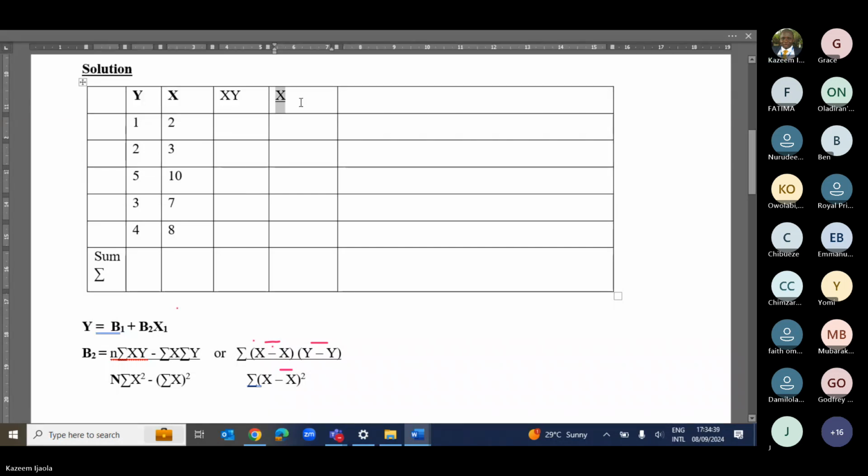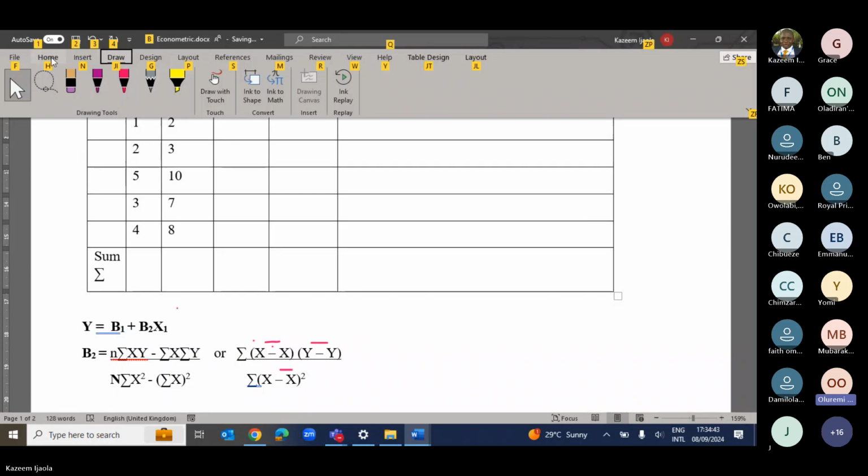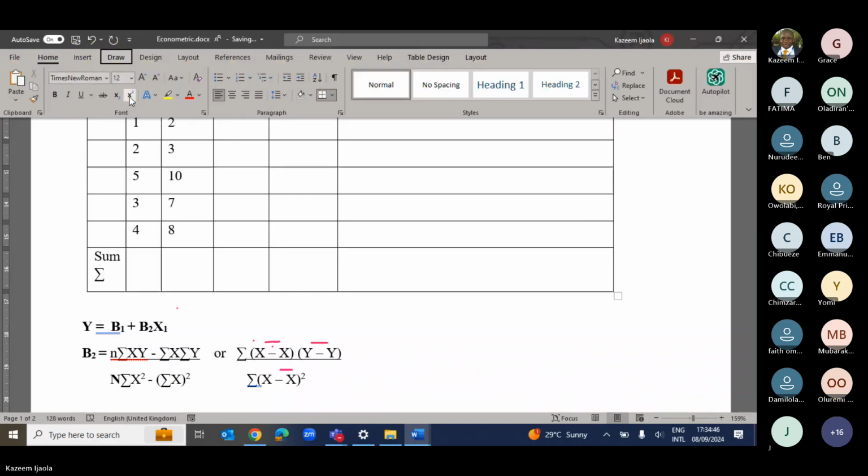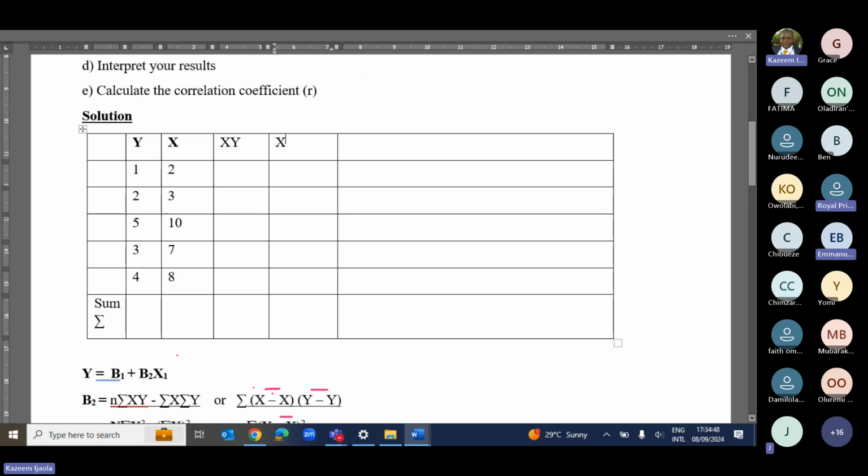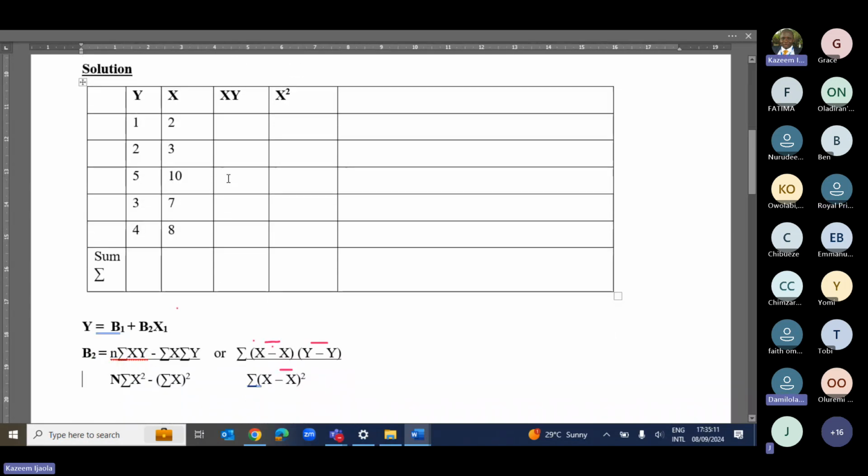I have a question. What's the difference between bar and cap, like x cap and x bar? Cap means estimate, while bar means mean. Mean or expected value. Like x bar means mean. Anything with a bar means mean, and mean and expected value are the same. Exactly.